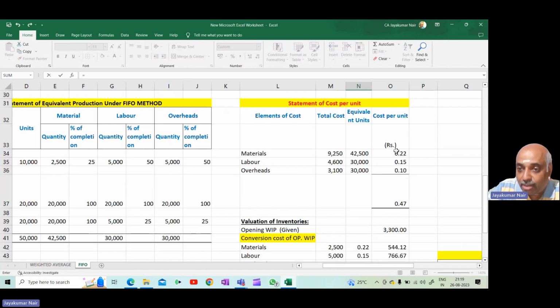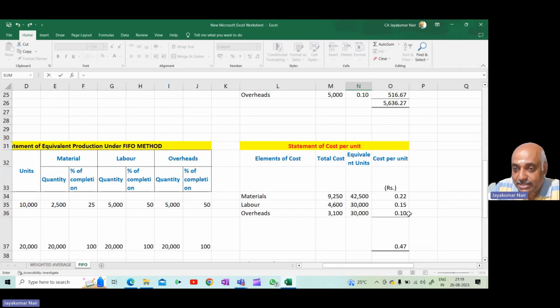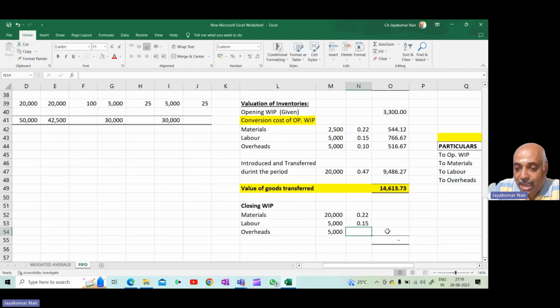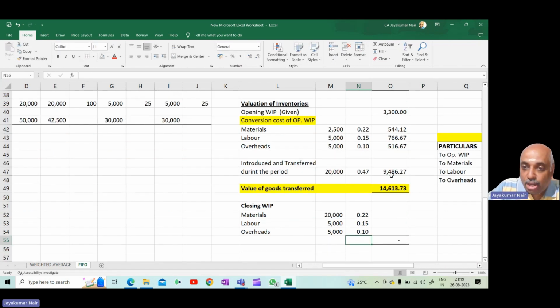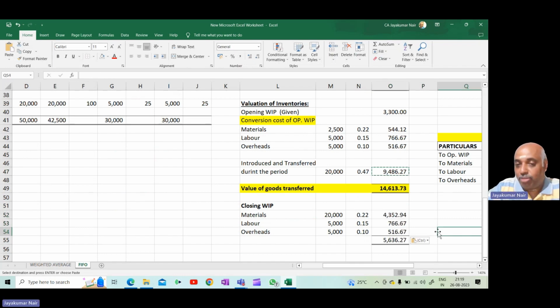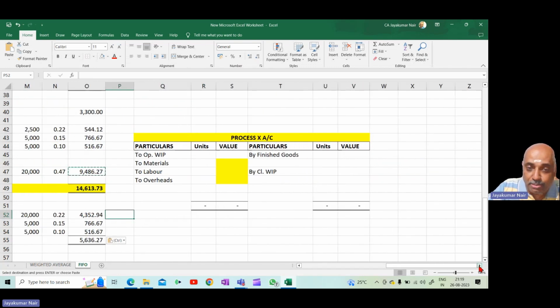what is the material. Material per unit is how much? 0.22. Labor is how much? It is 0.15. And overheads, how much? It is 0.10. And then you multiply it, you will get the value of your closing work in progress. Now it becomes very simple to prepare your process account. So process account, how do you prepare?